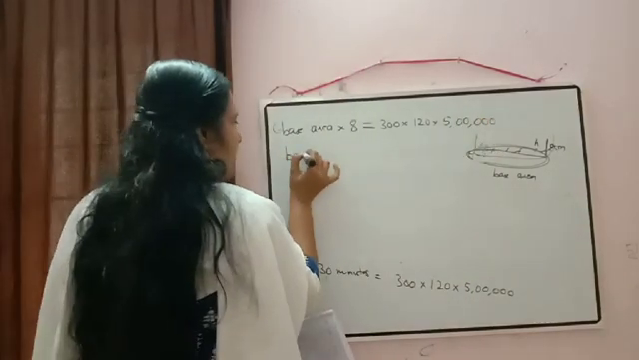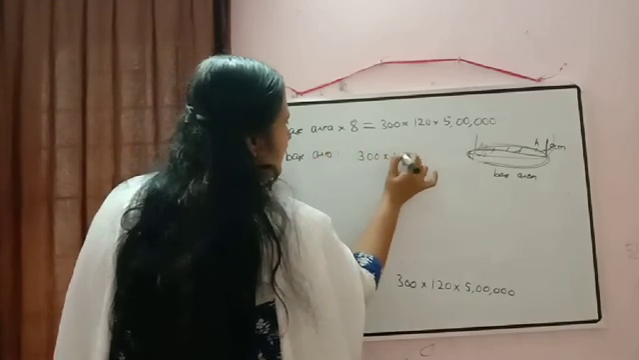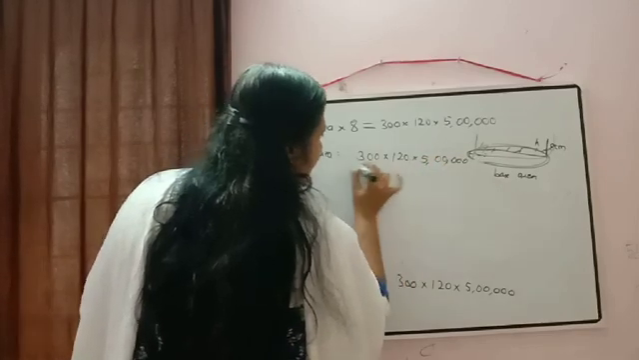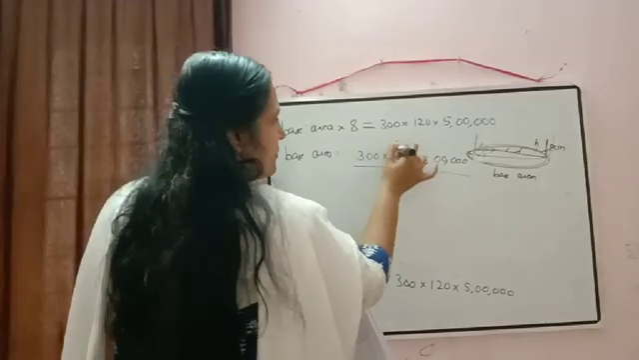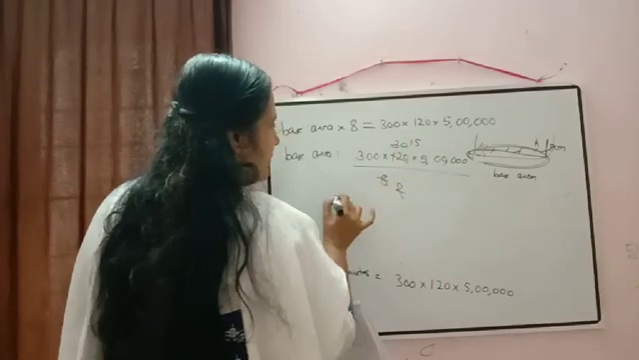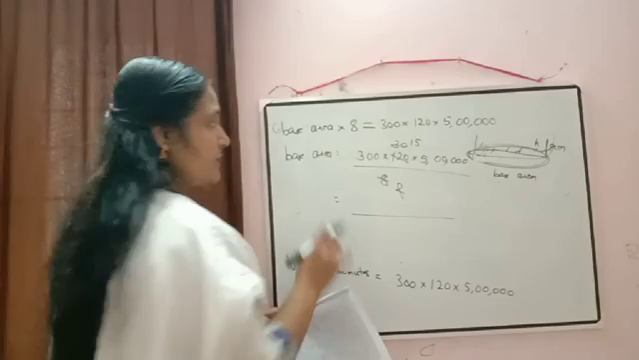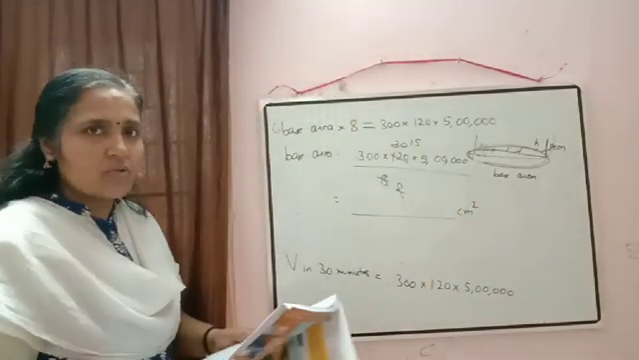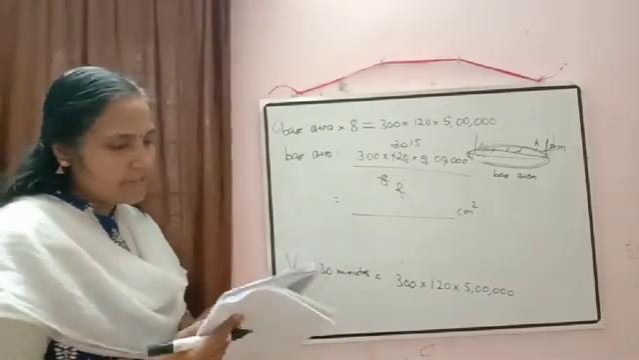Now the base area will be equal to, we can shift 8 to the right hand side. So 300 into 120 into 5 lakh by 8. Now check if cancellation is possible, you can cancel it. 4 3s are 12, 0, 4 2s are 8. Here it will be equal to 15. Rest all the calculations I think you can do by yourself. And your answer, this is the base area, so write down the answer in centimeter square. I think this question is clear. Okay. Now we'll check the next question.